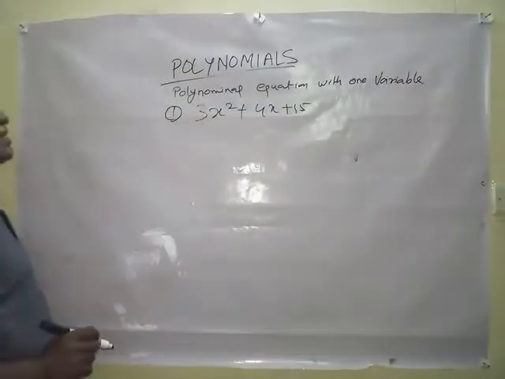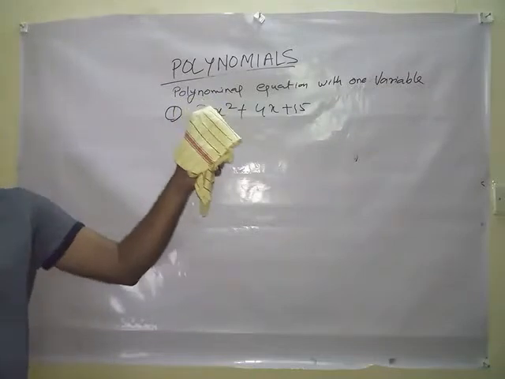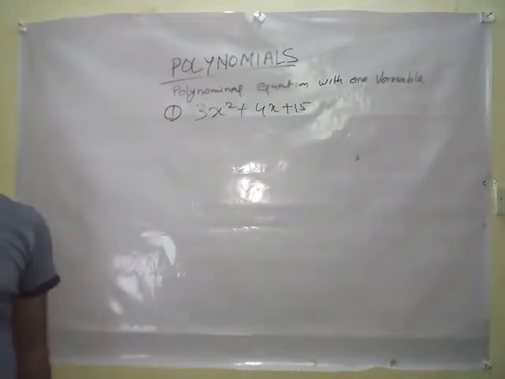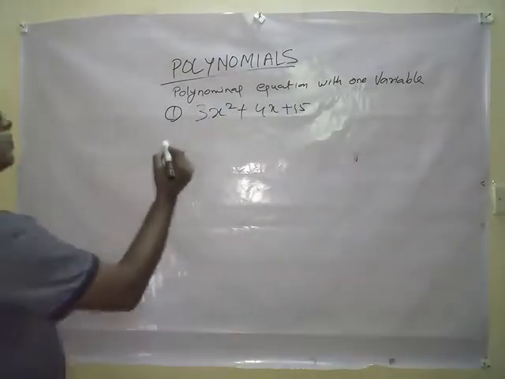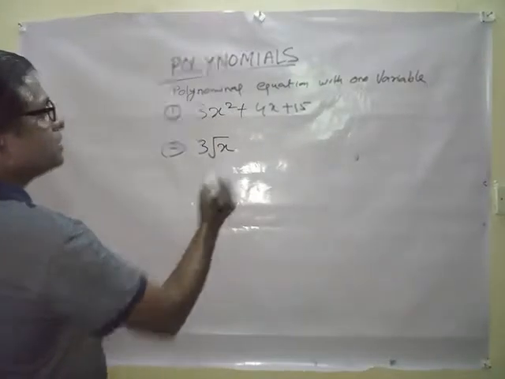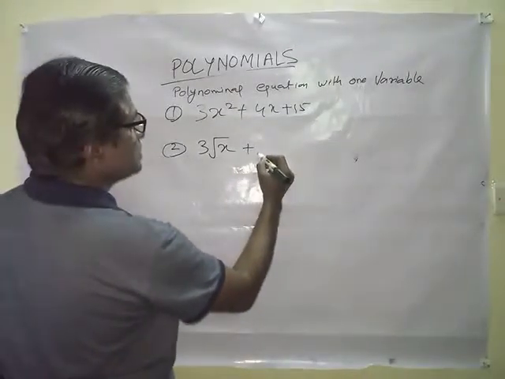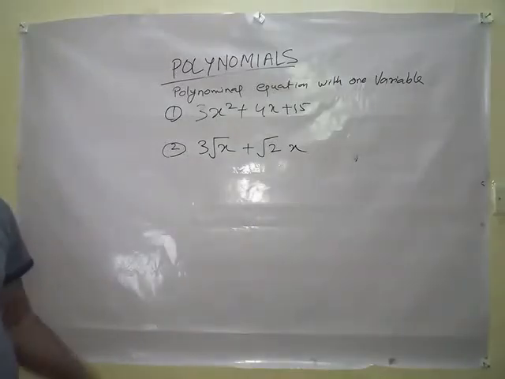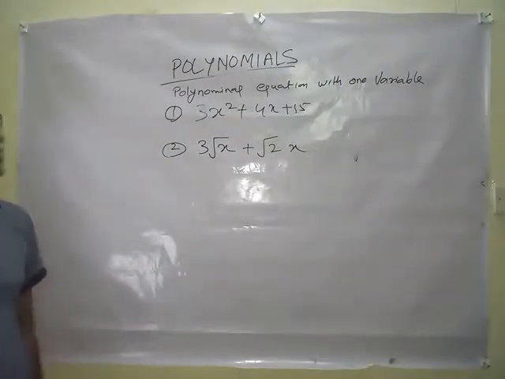You have to find out, in yes or no, whether it is there or not, and give your reasons why it is a polynomial equation with one variable. Now second is 3 minus x plus under root 2 x. Is that a polynomial equation with one variable or not?